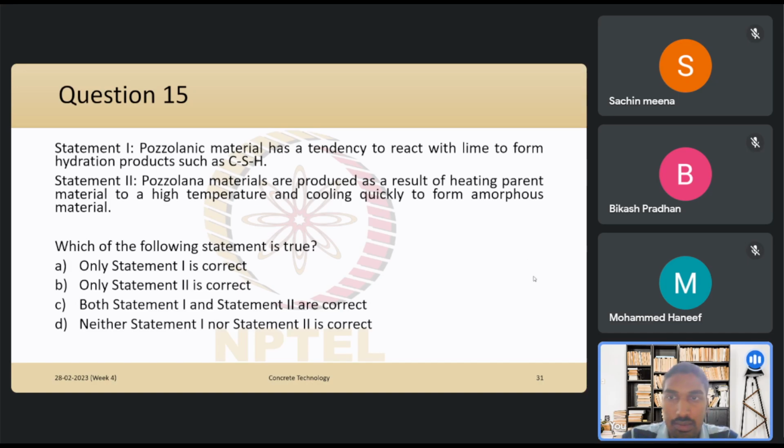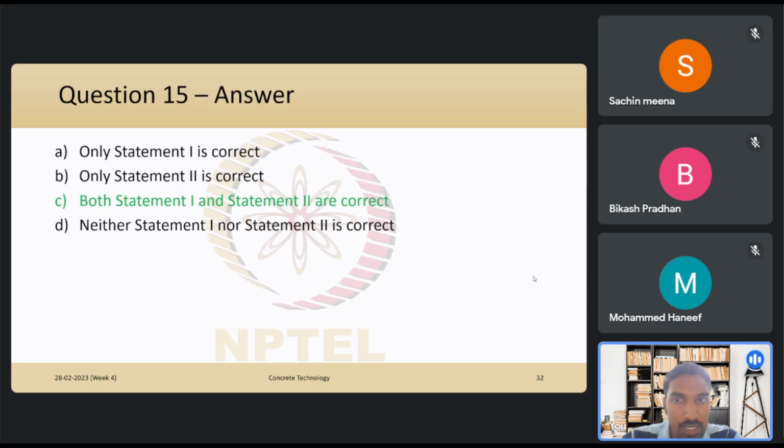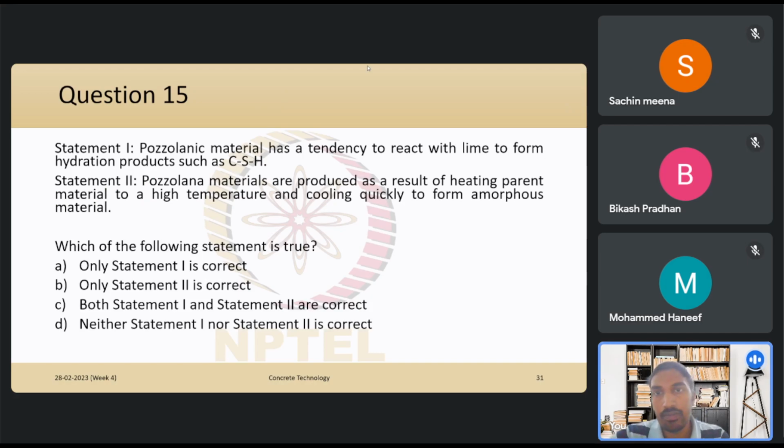So the right answer is option C. Both statement 1 and statement 2 are correct. Okay, so we already saw statement 1, right? As in the previous question, the pozzolana materials will react with lime to form CSH. All the pozzolana materials contain reactive silica. We already saw that. And during the hydration of cement, lime is produced, right?